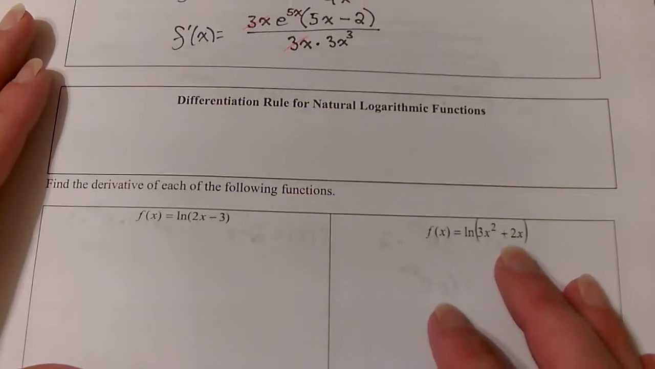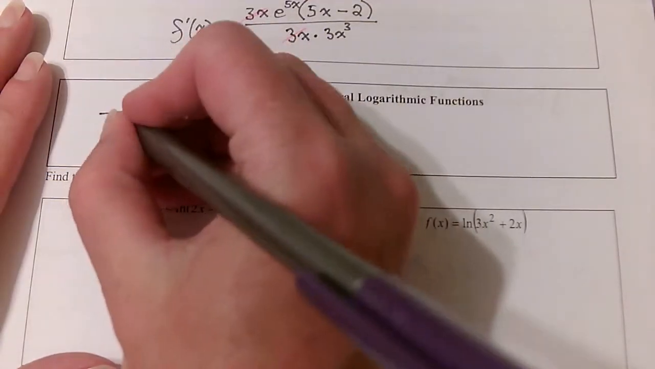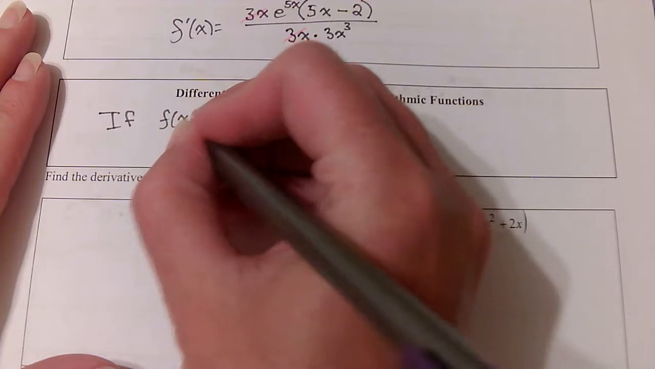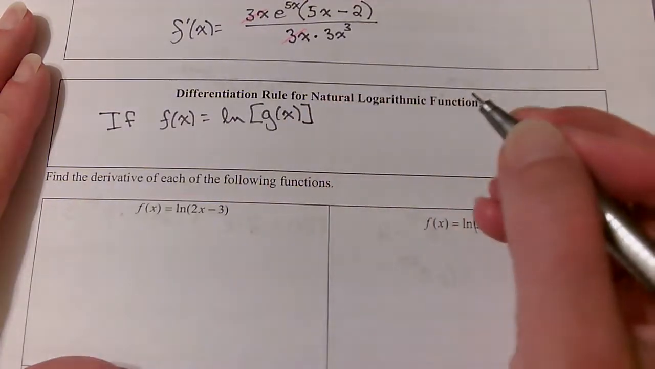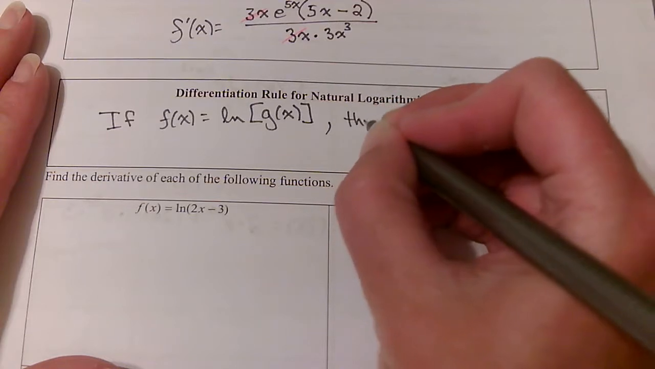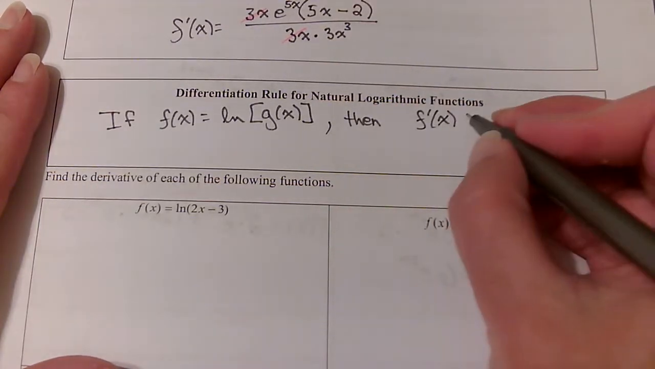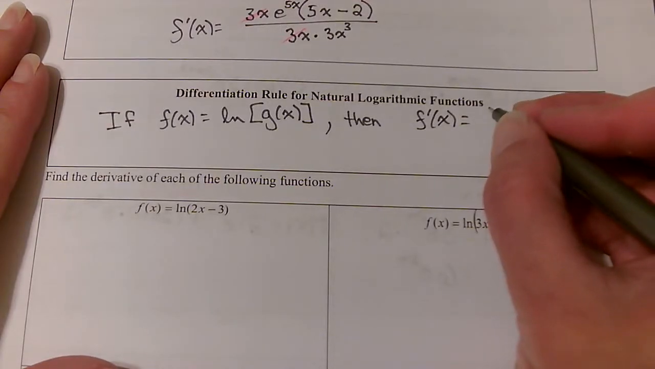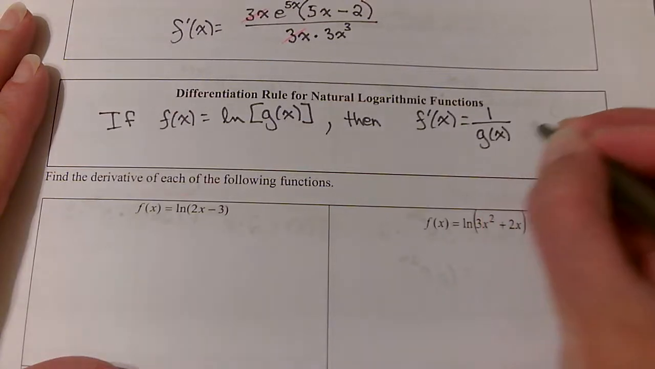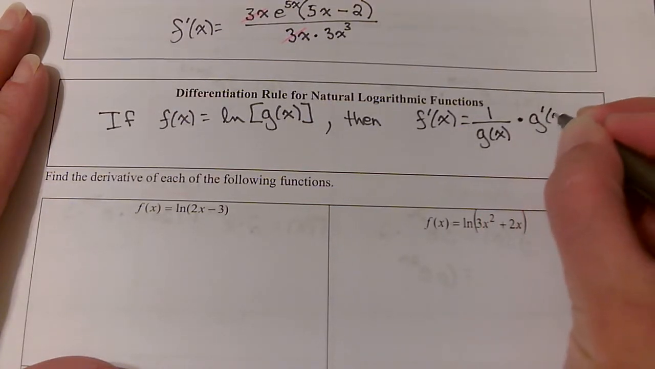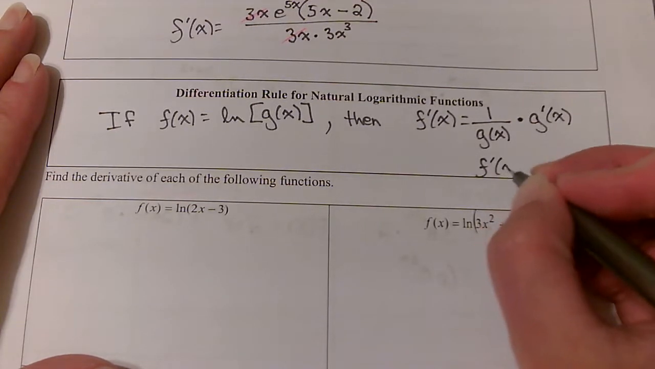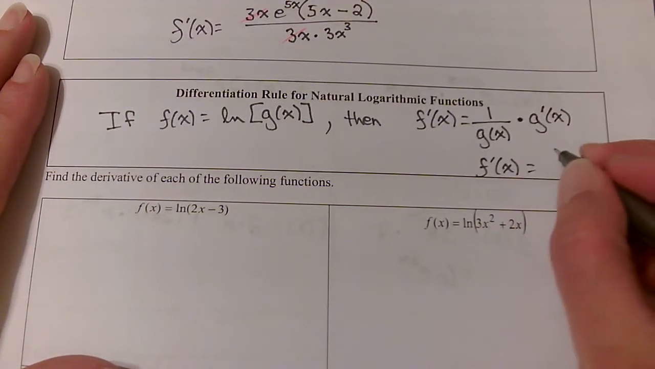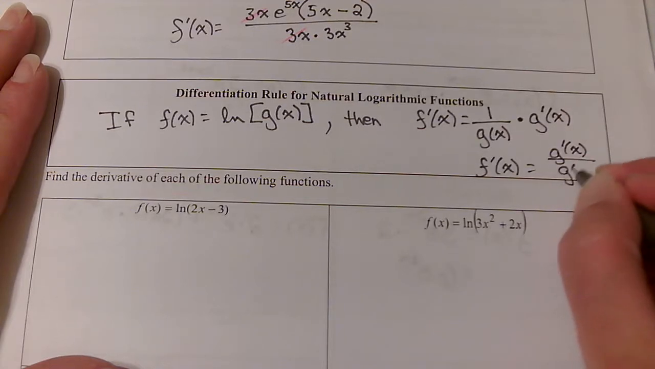Okay, so the next one is natural log. If f of x equals the natural log of g of x, so some kind of function of x inside, then the derivative is going to be 1 over g of x times the derivative of g of x. Actually, I could write that a little prettier, huh? Since I'm multiplying by that, that would just be the derivative of g of x over g of x.